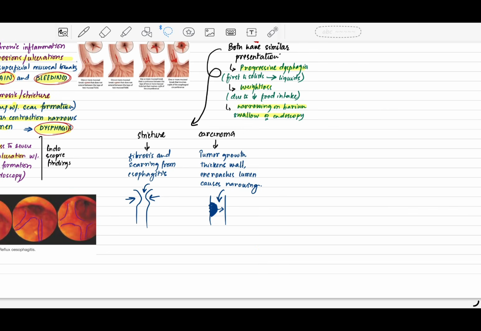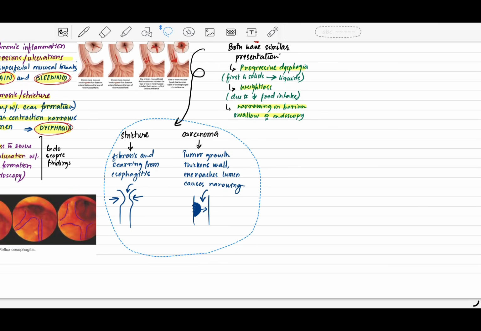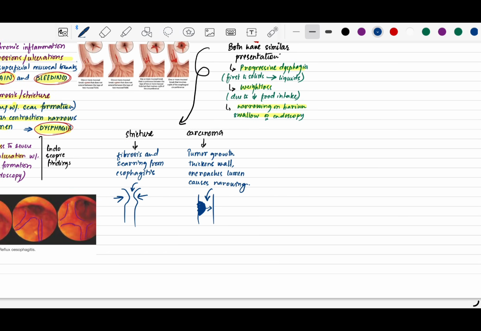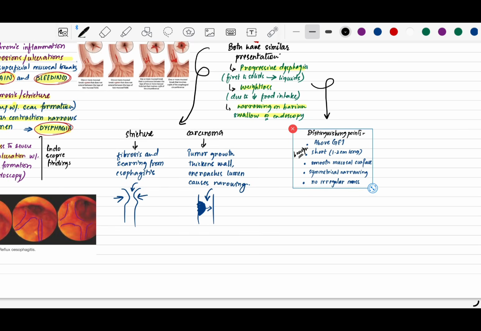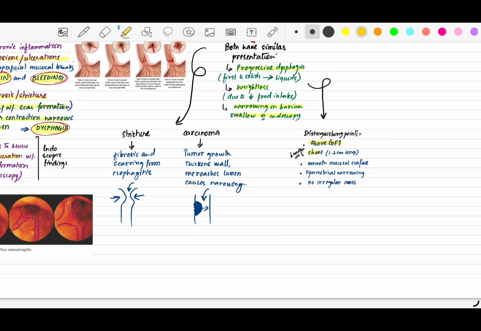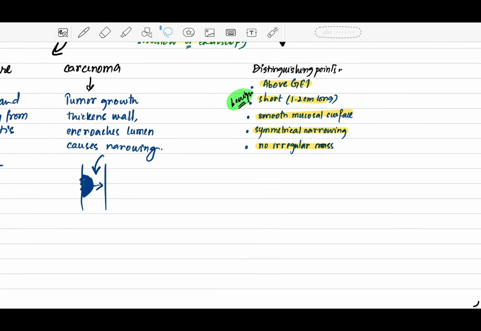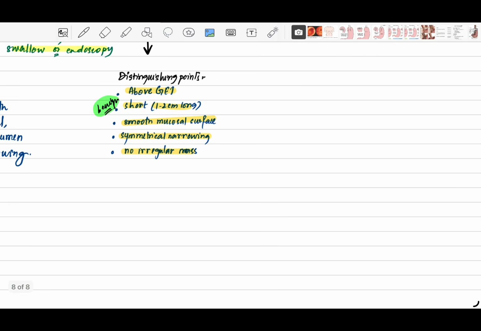Now, how do we distinguish it on endoscopy? On endoscopy, the benign stricture is going to be present above the gastroesophageal junction, and it is going to be short, somewhere around 1 to 2 centimeters. There is going to be a smooth mucosal surface with symmetrical narrowing and no irregular mass, because an irregular mass is going to be seen in cancer. So this is a benign stricture, and this is how we differentiate it from a carcinoma.